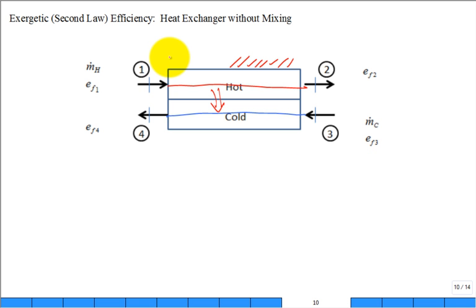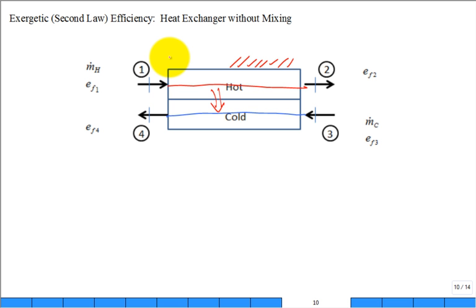So, what would be a good second law efficiency for this? Where is the exergy of the flow coming out of? Out of the hot stream or out of the cold stream? Out of the hot stream. Okay? Does it all go? If I have 50 watts coming out of the hot stream, is there 50 watts going into the cold stream?